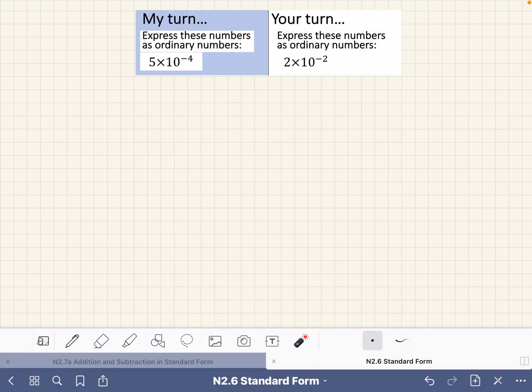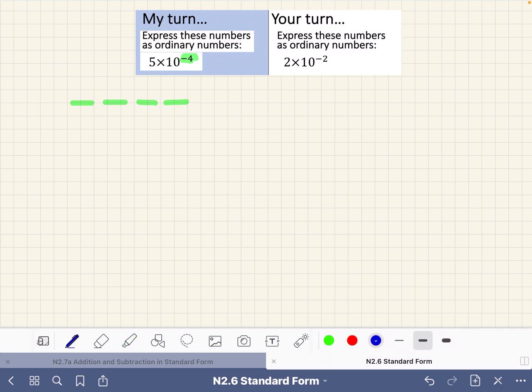My turn. Express these as ordinary numbers. So we have 5 multiplied by 10 to the minus 4. We should recognise straight away that this minus means we have a 0-point value. The 4 indicates we have 4 spaces before our first non-zero value. 1, 2, 3, 4.